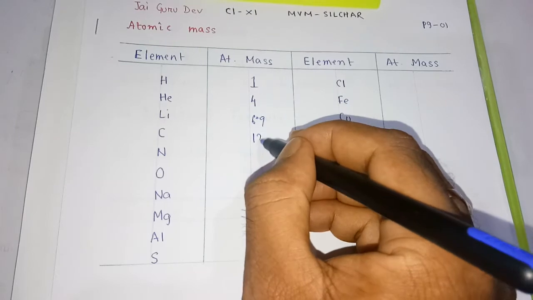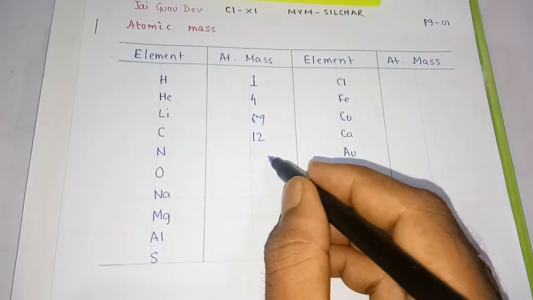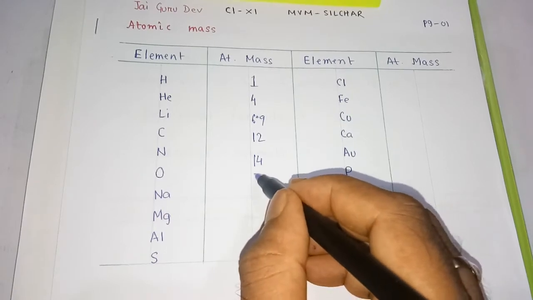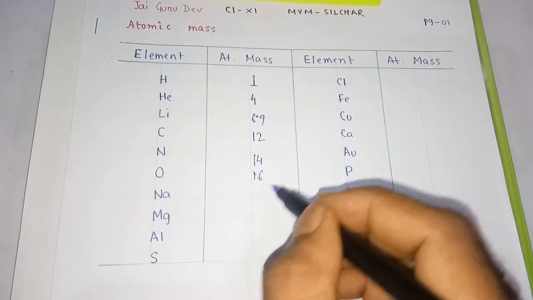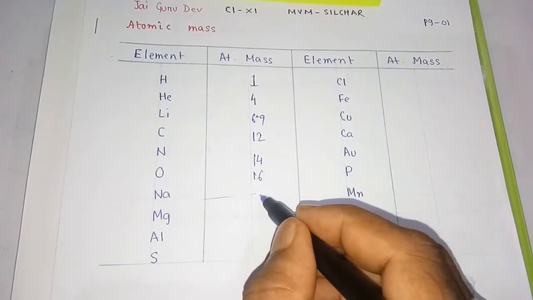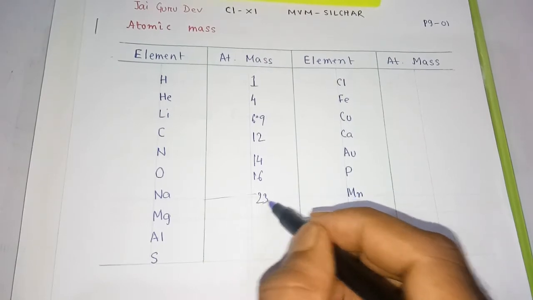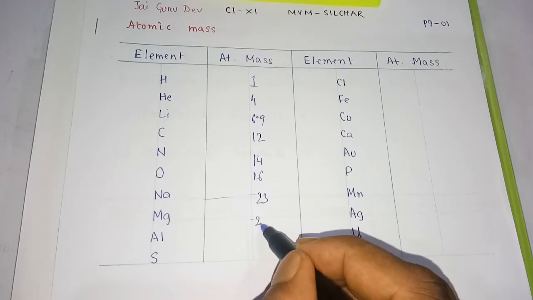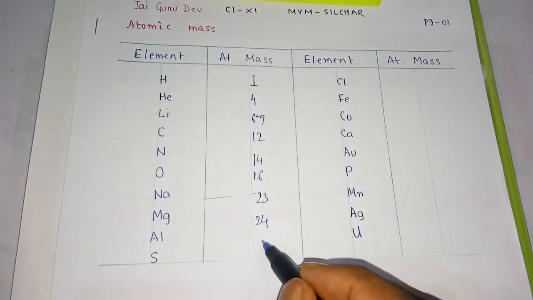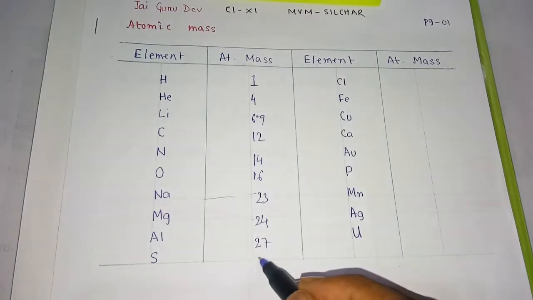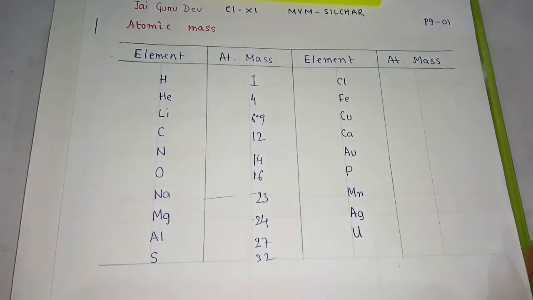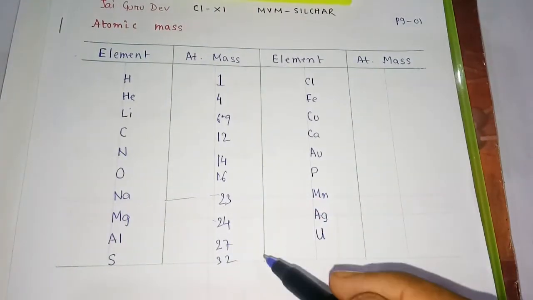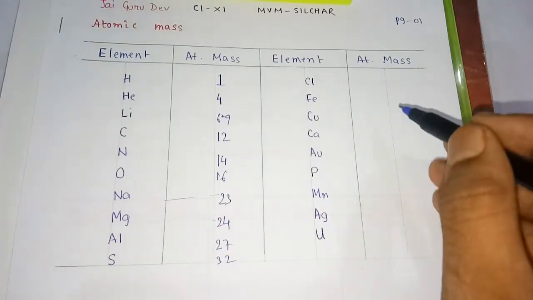carbon is 12, nitrogen is 14, oxygen 16, sodium is 23, magnesium 24, aluminium 27, sulfur 32. So these are the atomic masses of these elements.